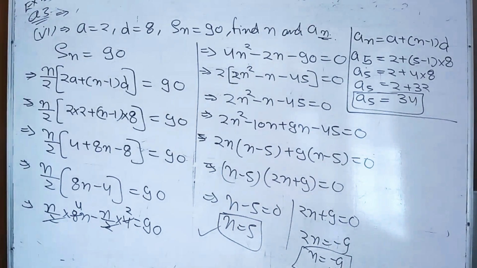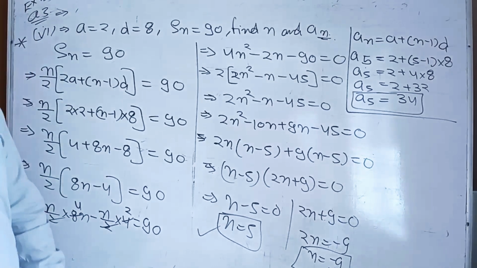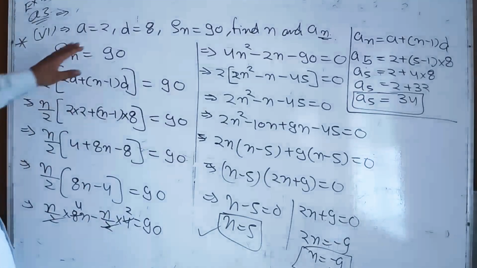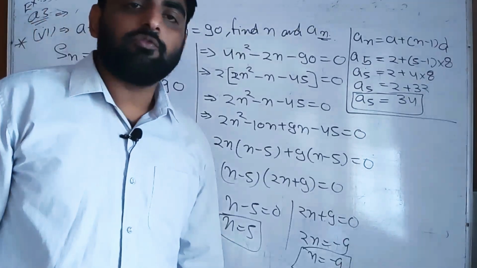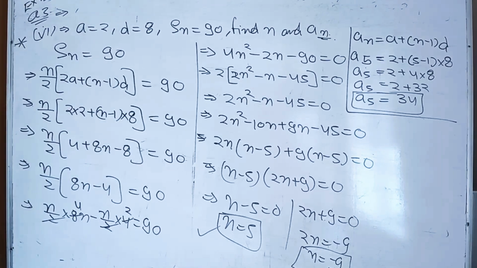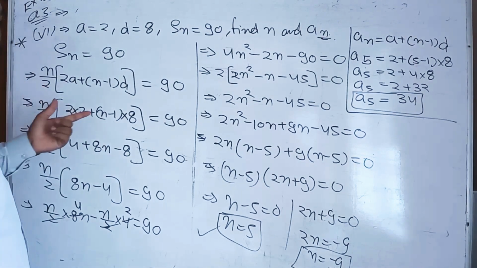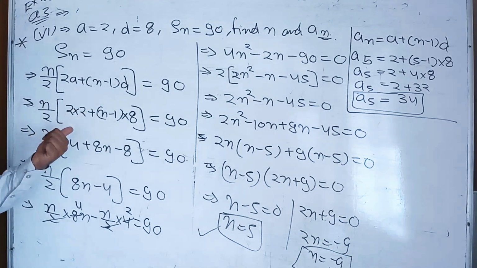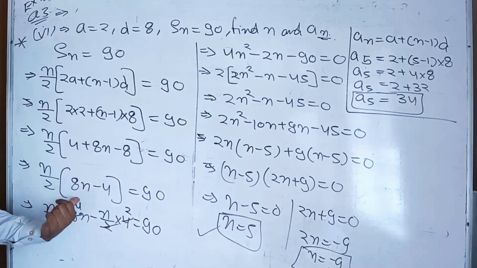What is the question? This is the important question, mark it. a equals 2, d equals 8, Sn is equal to 90. You have to find the value of n and an. Just consider Sn equals 90, n upon 2 times 2a plus n minus 1 into d equals 90. We just have to solve it: n upon 2 multiplied by 8n and n upon 2 multiplied by minus 4 also.